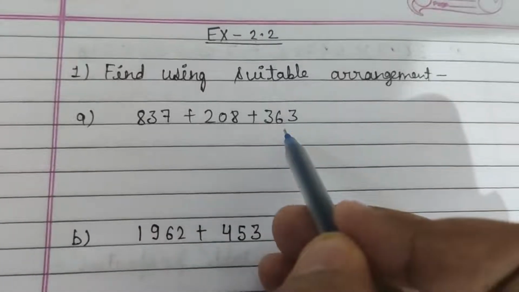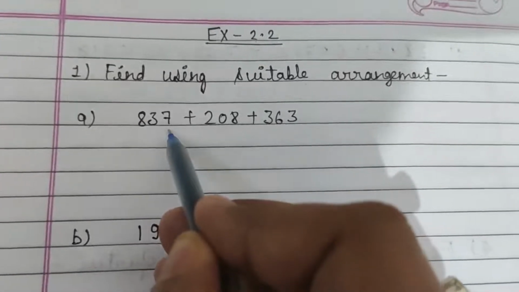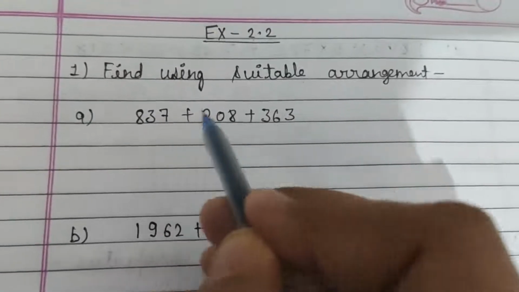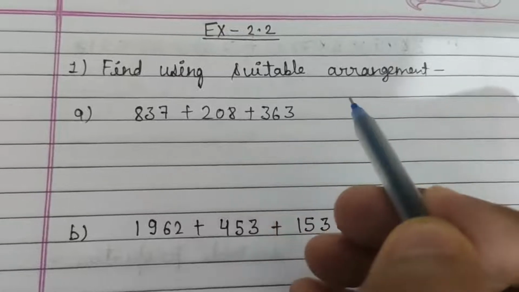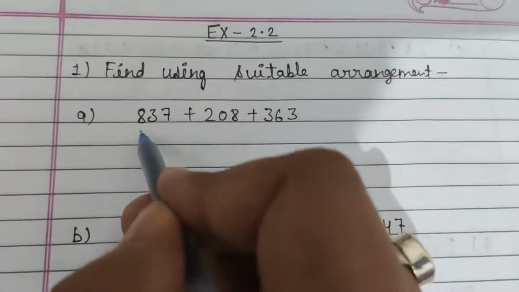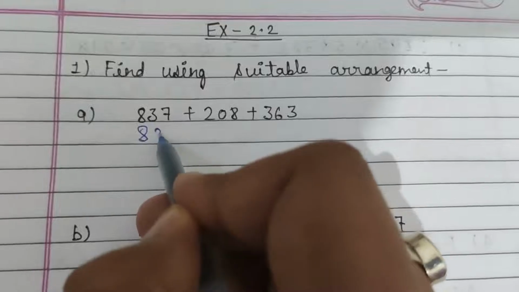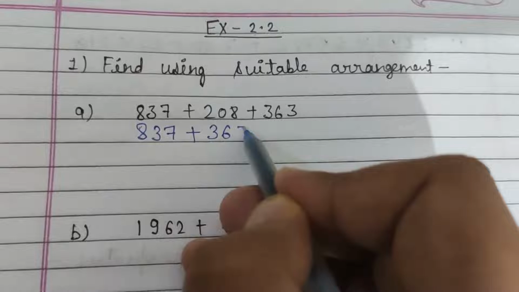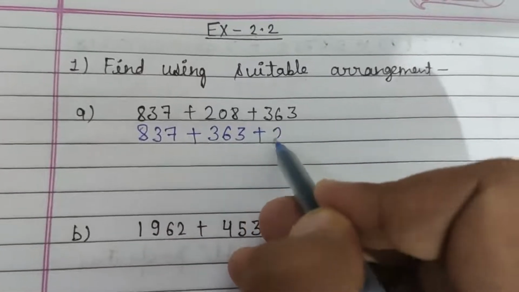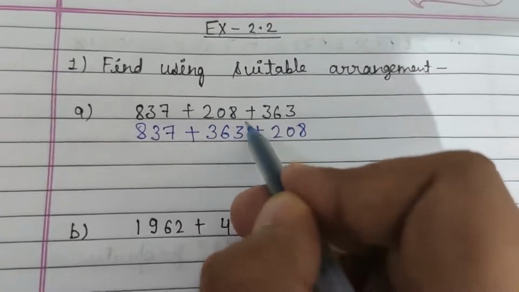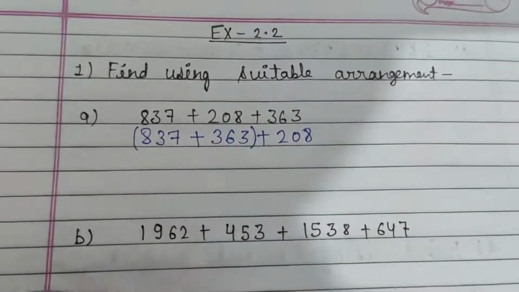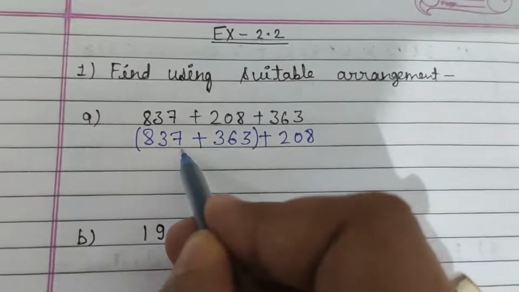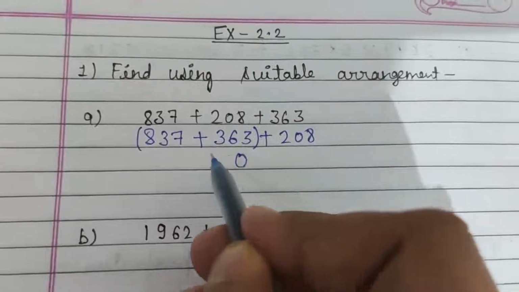So we will take two numbers first. Here it is 7, here it is 8, here it is 3. If we add 7 and 3 at the ones place, there will be 10. So we will take 837 plus 363, and 208 after that. These two numbers we will add first, because here we will get a power of 10. So 7 plus 3 will be 10.